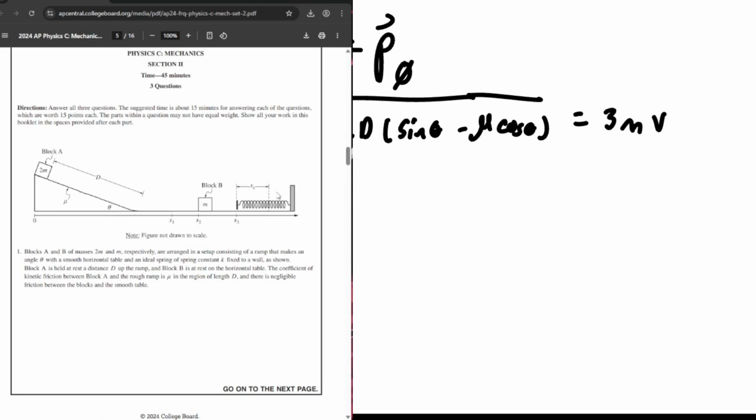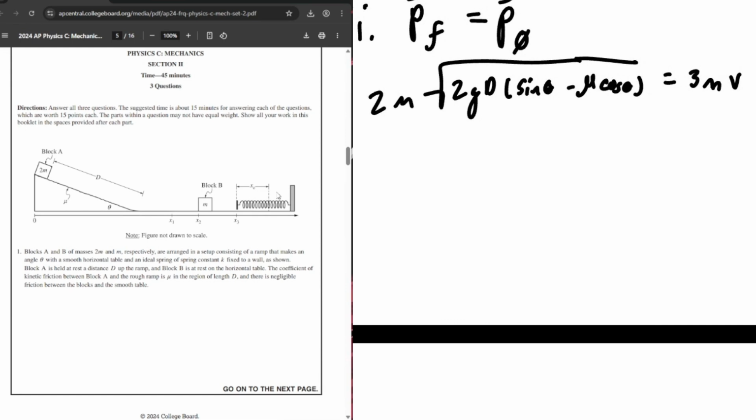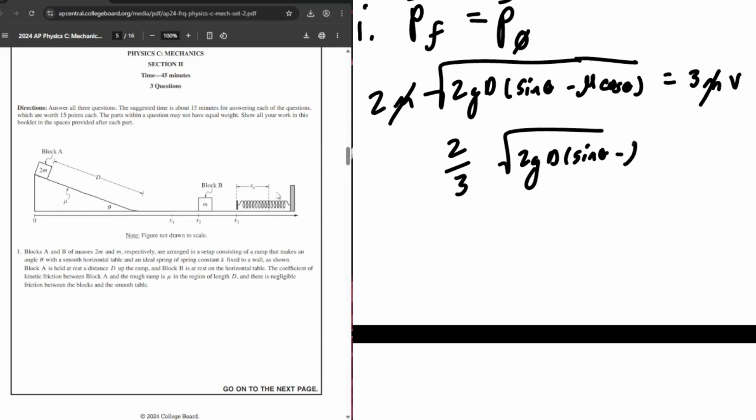v as in the final velocity. I'm just going to leave it as v. Now I see m on both sides of this equation, so I'm going to cancel it. And I'm going to divide by 3, and we get 2/3 of square root 2gd sine theta minus mu cos theta equals the velocity, the new velocity after they collide.